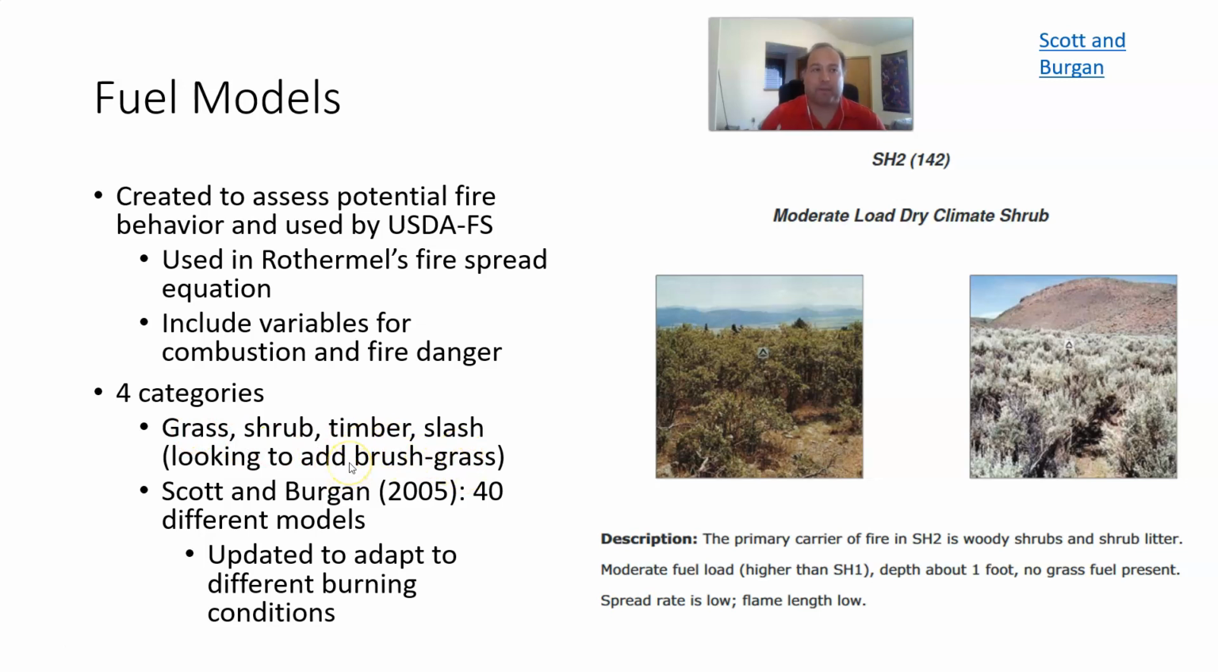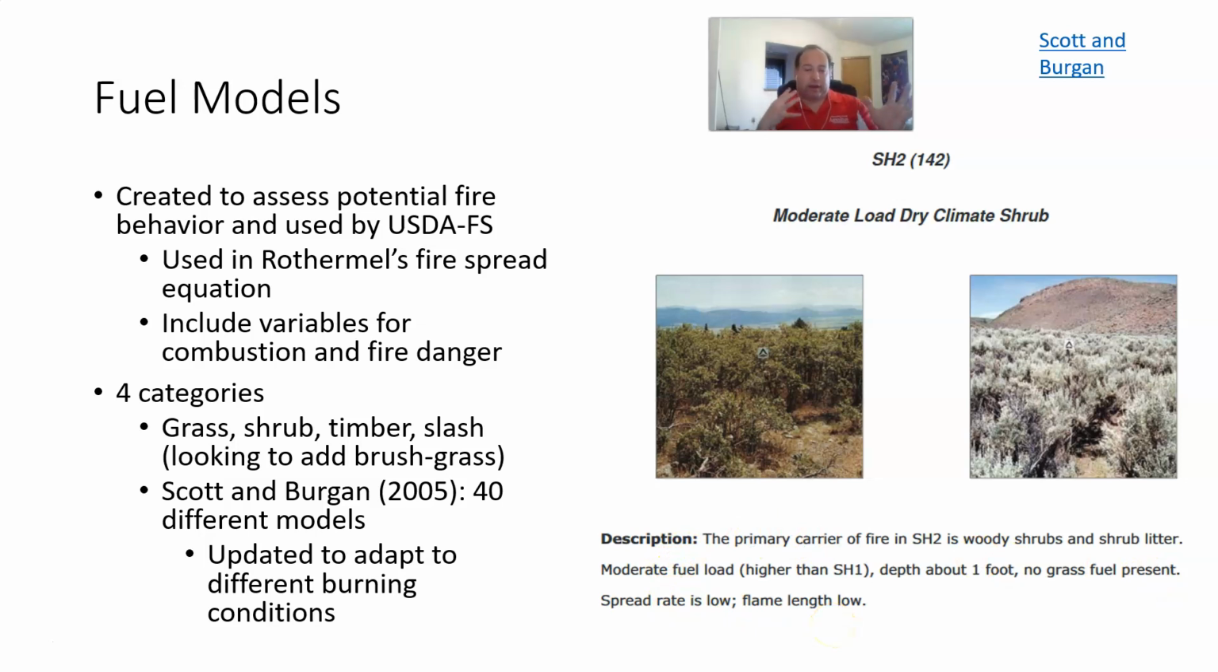And then the book does suggest that there should also be a brush grass or a shrub grass model as well. If you look right here, this says SH2, so this is in the shrub category, and it's a moderate load dry climate shrub. It says the primary carrier of fire in SH2 is woody shrubs and shrub litter. It's a moderate fuel load, so it's higher than SH1. Depth to about 1 foot, no grass fuel present, spread rate is low, flame length is low.